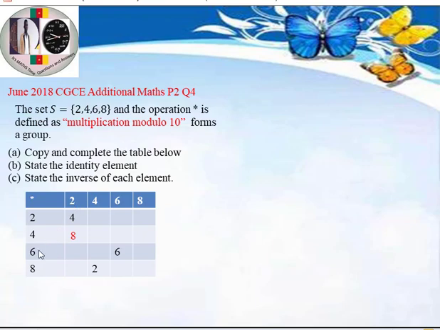2 times 6, pardon, is 12, and 12 mod 10 is simply, that's correct, 2, because when we get to 9, we'll start counting again. 10 will be 0, 11 will be 1, and 12 will be 2.